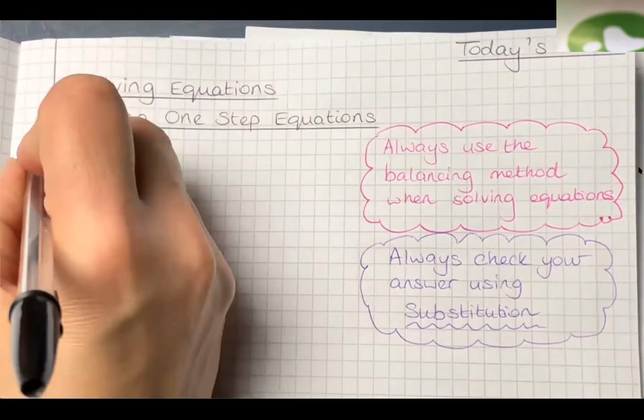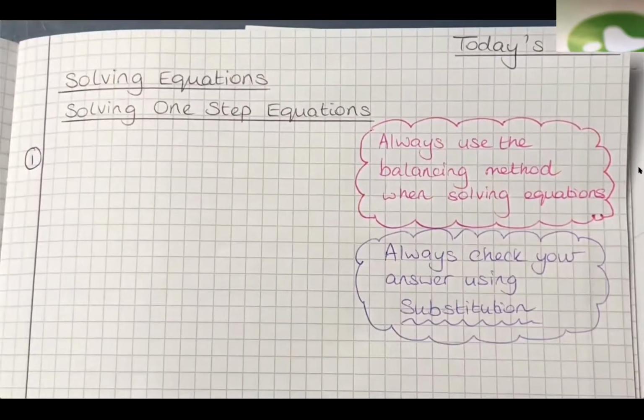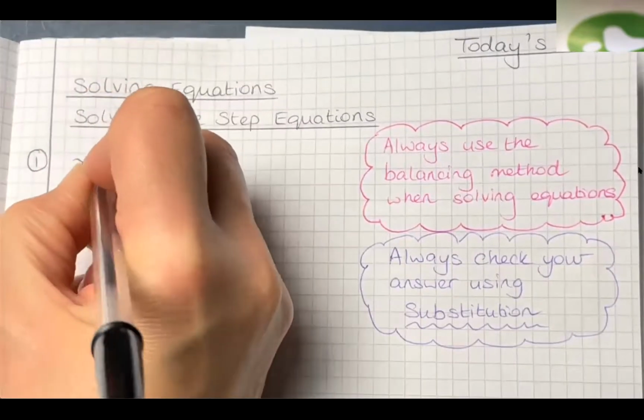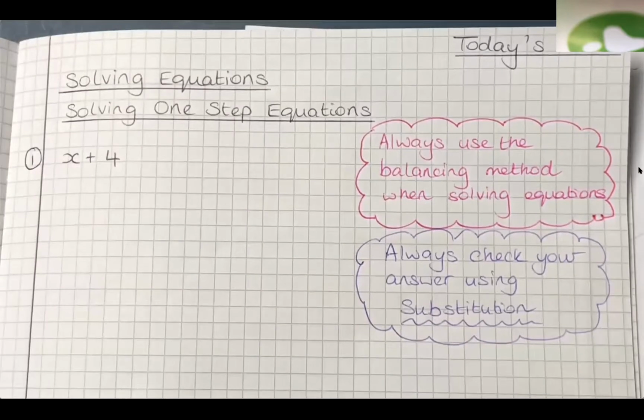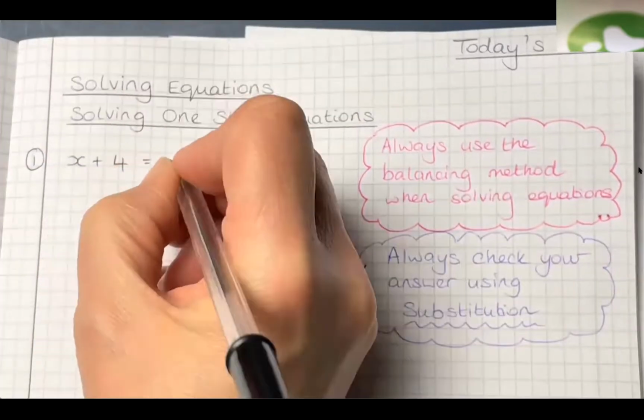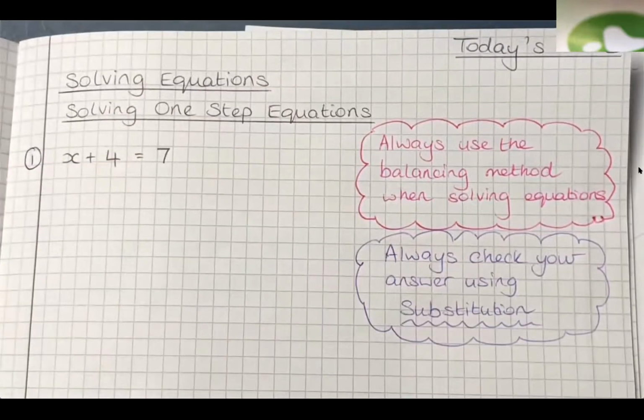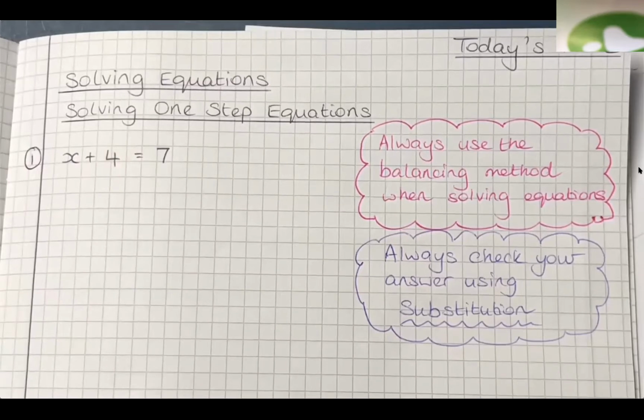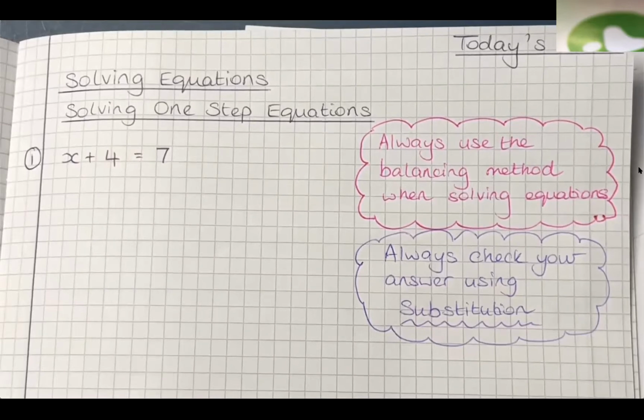Okay, so my first question, we're going to start nice and easy. x plus 4 equals 7. Now, I'm sure many of you will be shouting out, Miss, the answer's 3. I don't need to use the balancing method. Okay, but we're going to copy it down and you're going to see why in a moment.